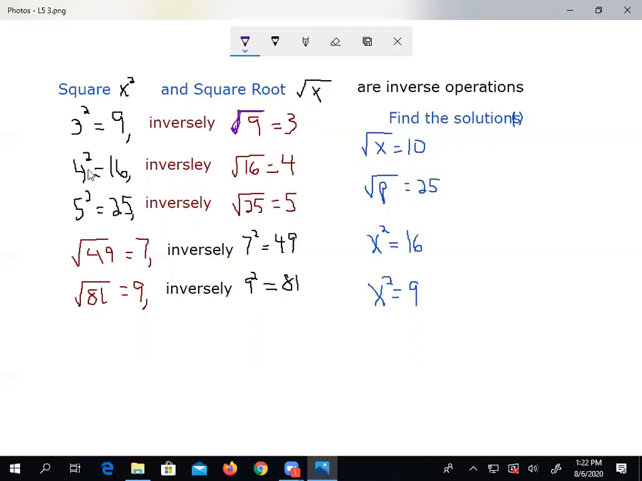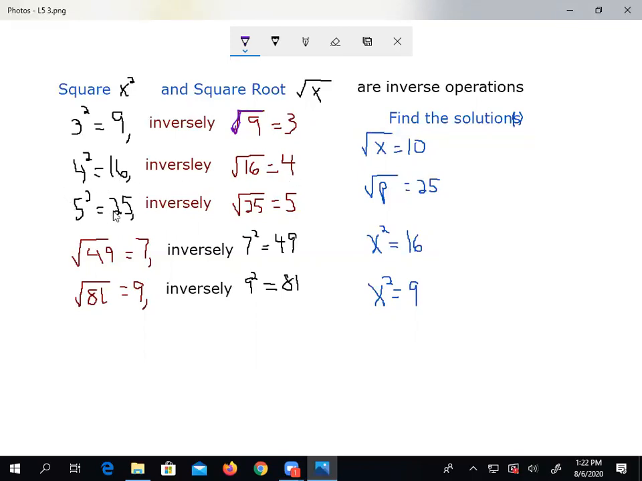So 4 squared equals 16 because 4 times 4 is 16. Inversely, the square root of 16 basically is saying, what did you actually square to get 16? And that would be the 4. That takes me back to the beginning, which is the 4. So the square root undoes the squaring and gets me back to what I started with.